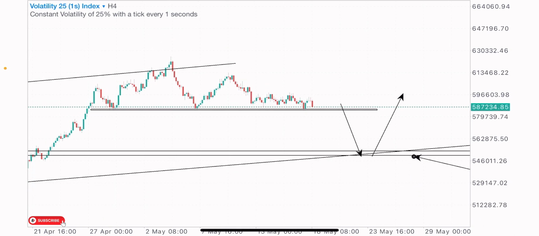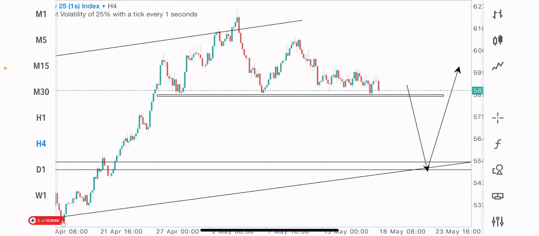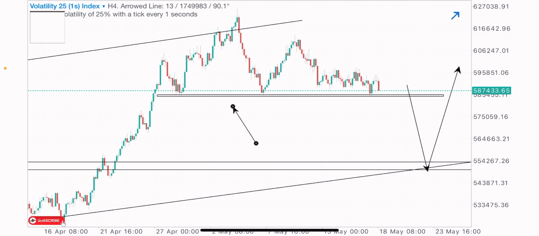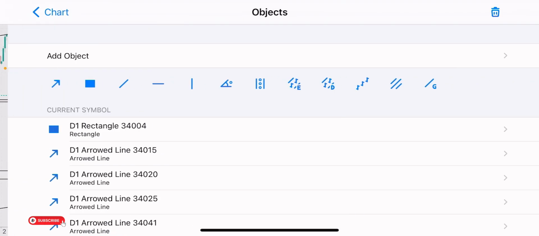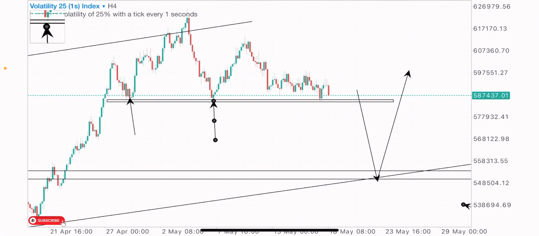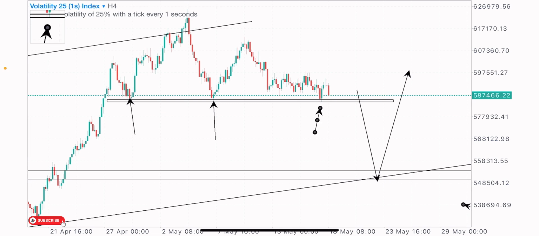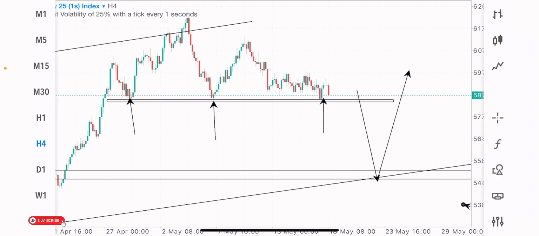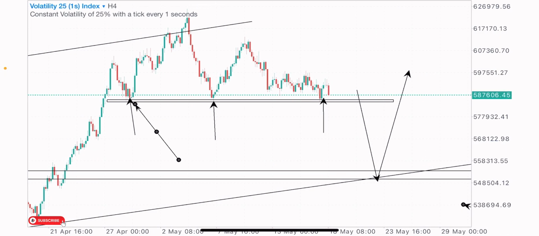decides to break below this level, we'll get a lot of market reactions on this level of support, because you can see that we've got price give the buy move from this level as a support on the 4-hour time frame chart. The first reaction, then the second one, and the third buy reaction at this point.